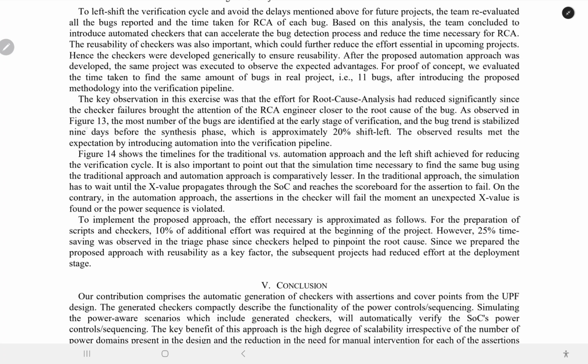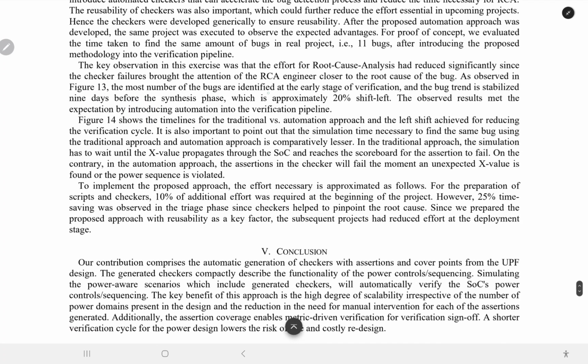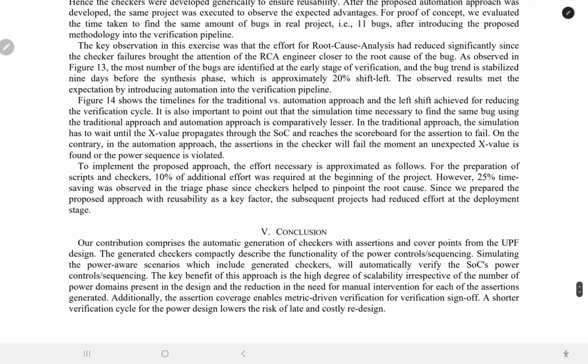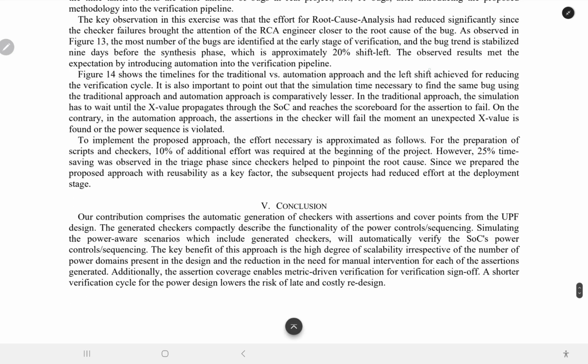As you observed in Figure 13, most of the bugs were identified at the early stage of the verification. The bug trend is stabilized 9 days before the synthesis phase, which is approximately 20% shift left. The observed result met the expectation by introducing the automation into the verification pipeline. Figure 14 shows the timeline for the traditional and automation approach, and the left shift achieved for reducing the verification cycle.